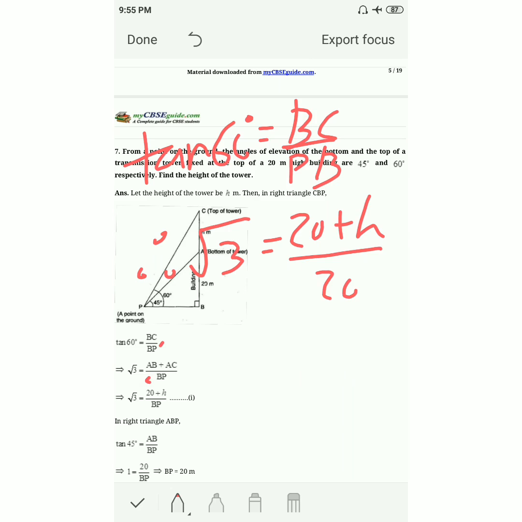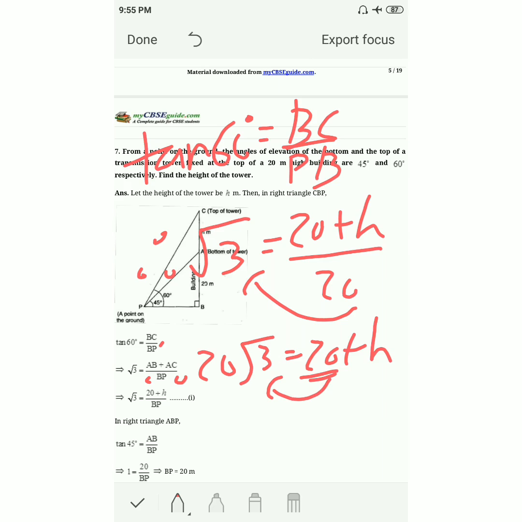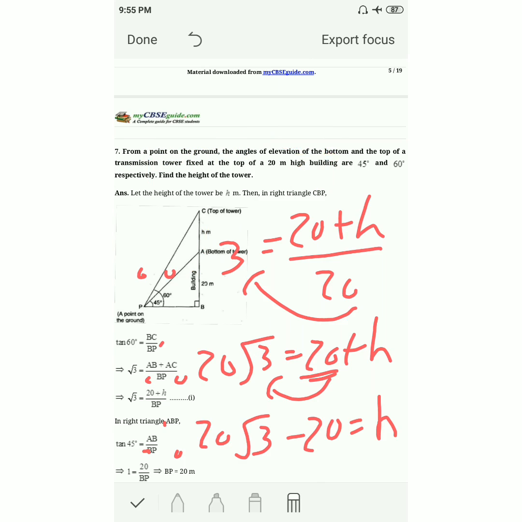Now transfer first of all this 20 to the left hand side. So 20 under root 3 is equals to 20 plus H. Now we want to find H. That's why transfer this 20 to the left hand side. So here 20 under root 3. This plus 20 comes to the left hand side. It becomes minus 20. Okay, is equals to H.